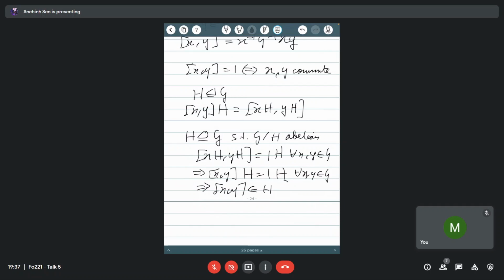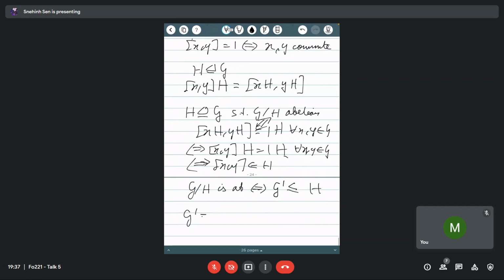So basically, if G mod h is abelian, then x comma y belongs to h. And in fact, look at it closely, you'll realize that these are all if and only ifs. This is abelian if and only if this is true, and so on. So G mod h is abelian if and only if I'll call something G prime that is inside H. And what is G prime? G prime is defined to be the subgroup generated by all the commutators.